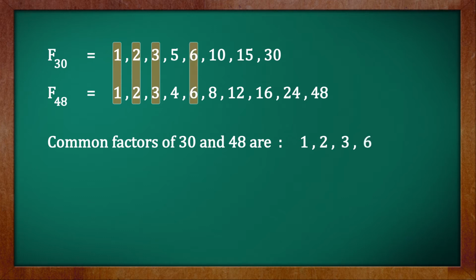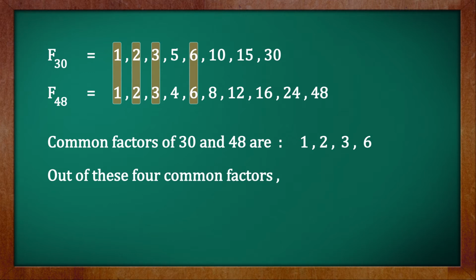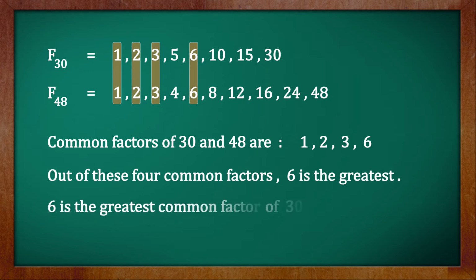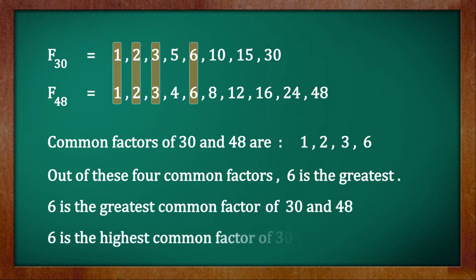Now you can see that the common factors of 30 and 48 are 1, 2, 3 and 6. Out of these four common factors of 30 and 48, 6 is the greatest. Hence, we can say that 6 is the greatest common factor of 30 and 48. Or 6 is the highest common factor of 30 and 48.